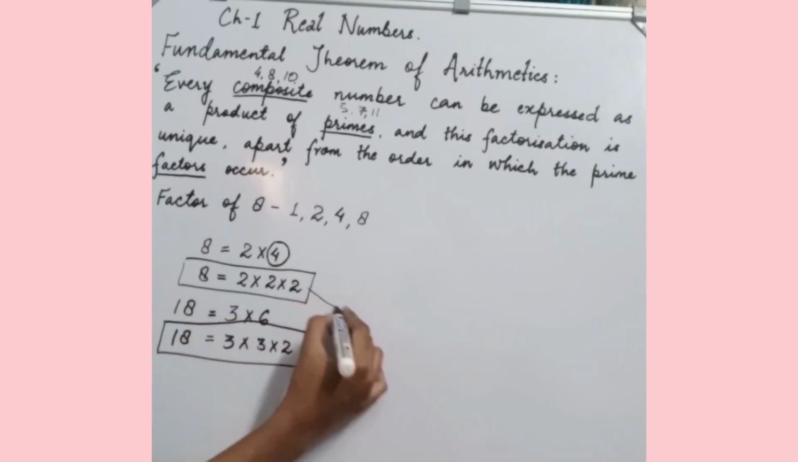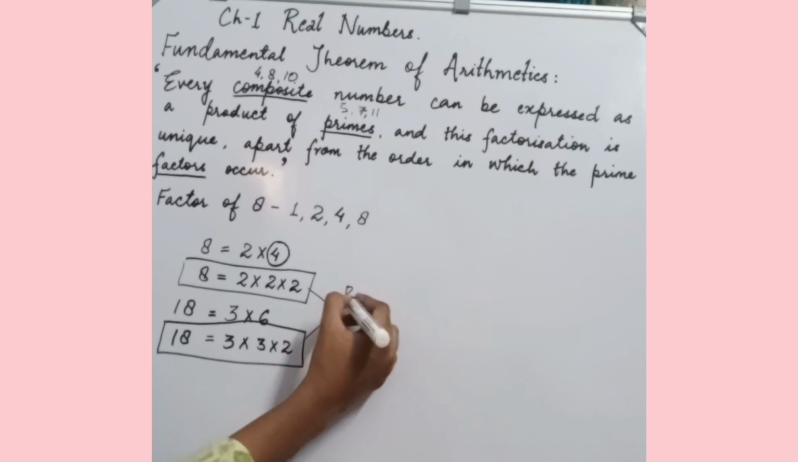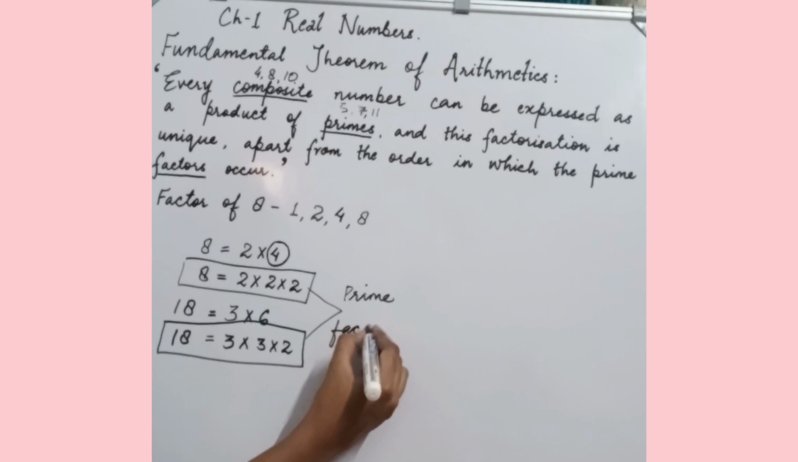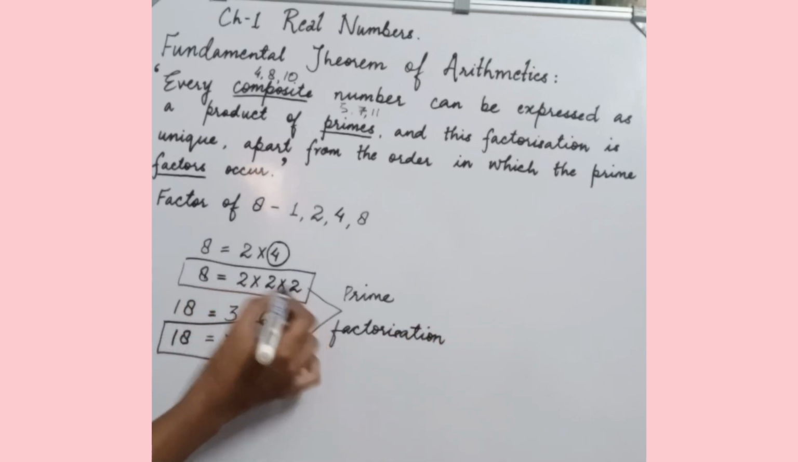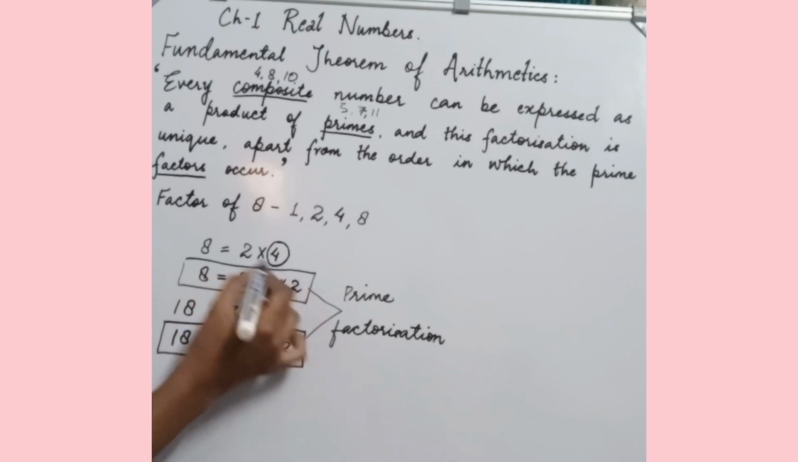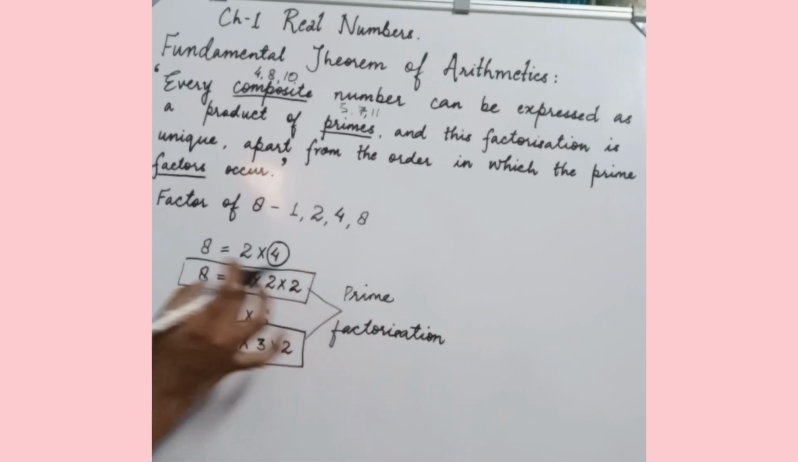The new term, all of you have understood what is the meaning of prime factorization. Means we have written the number as a product of its prime factors. See, all these are the factors of 8, and they are also prime. So this can be called as prime factorization of 8.